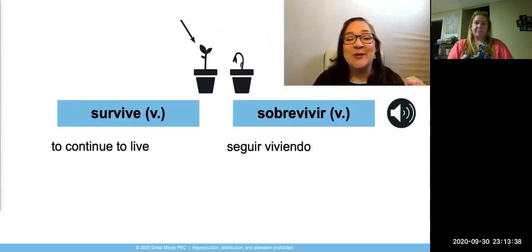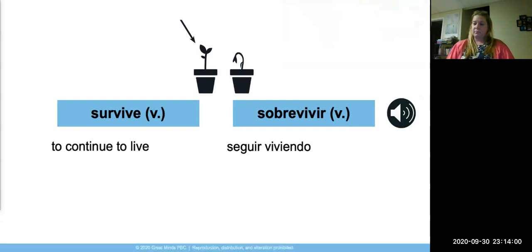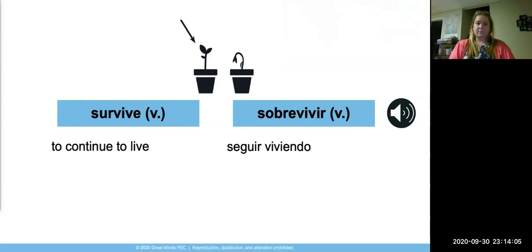Our first word is survive. Survive is a verb. The definition is to continue to live. In the icon, we can see an arrow pointing to a plant that is surviving. It is continuing to live. Let's listen to this word in definition in Spanish. Sobrevivir es un verbo. Significa seguir viviendo.